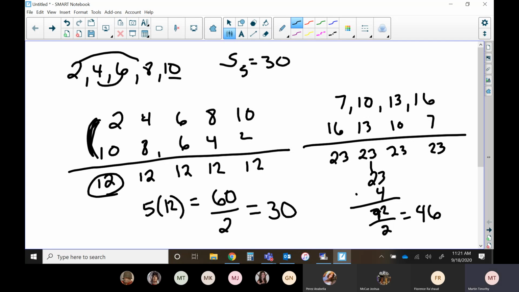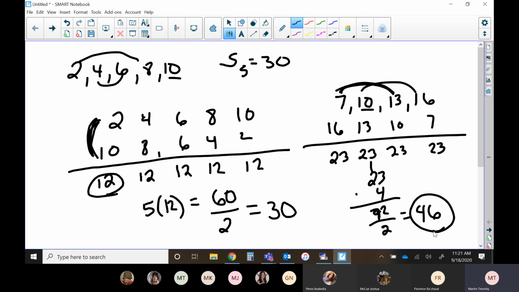I know, I'm slacking. What is this right here? What is 7 and 13? There's a reason I did that. 20. 20 plus 10 is? And what's 30 plus 16? Isn't that what we got?